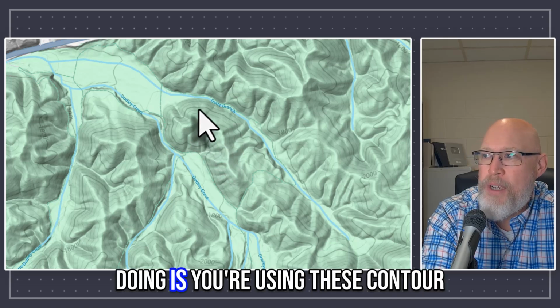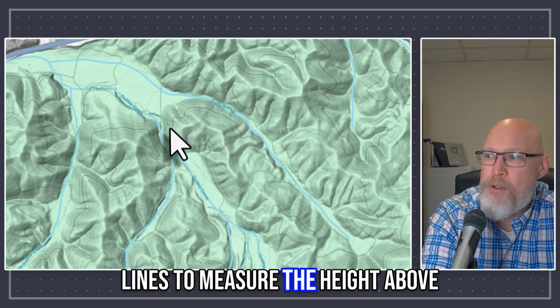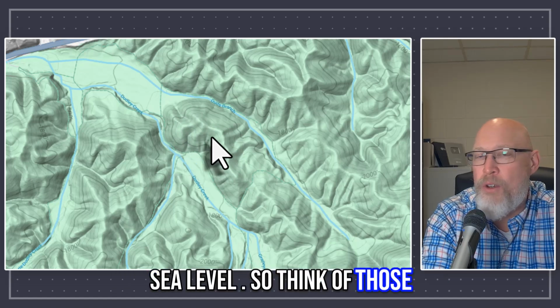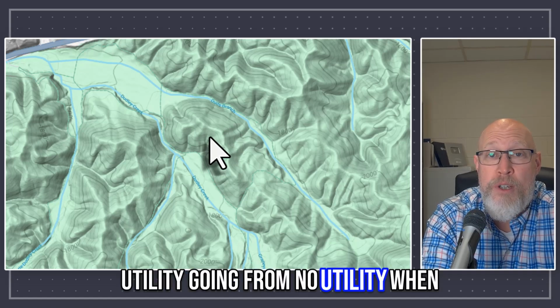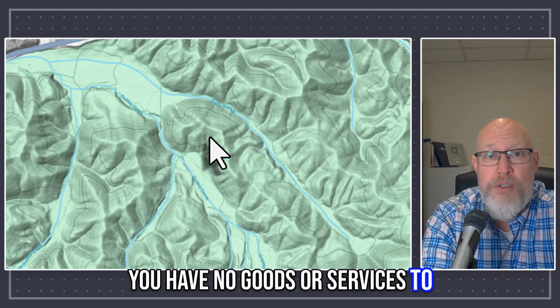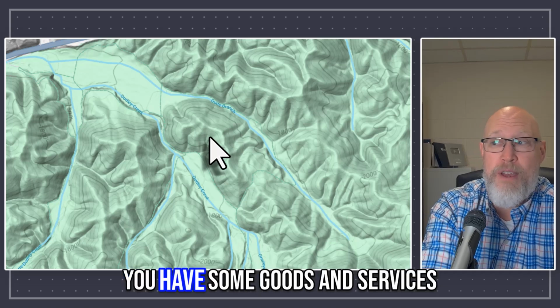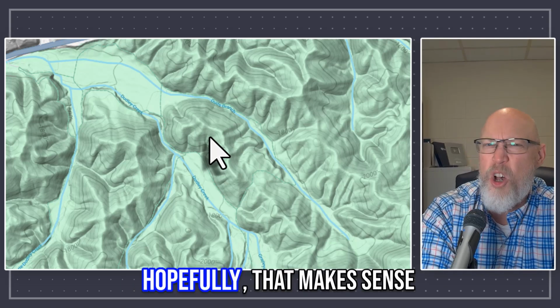So what you're doing is you're using these contour lines to measure the height above sea level. So think of those indifference curves measuring utility, going from no utility when you have no goods or services to some higher level of utility when you have some goods and services. Hopefully that makes sense.